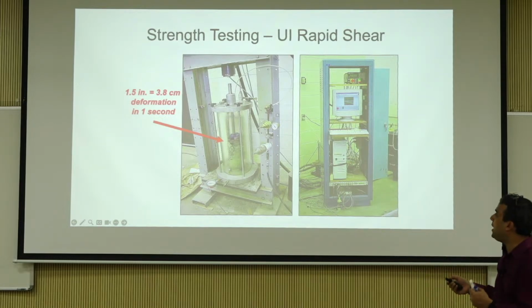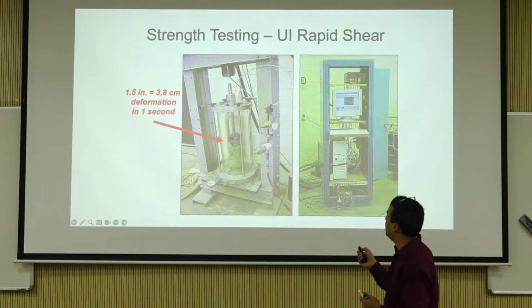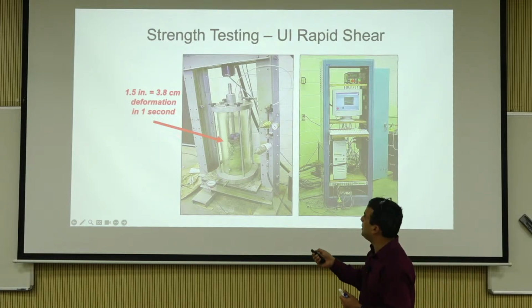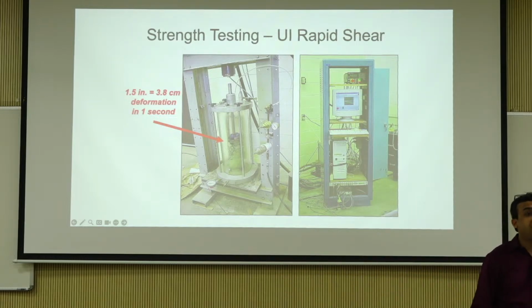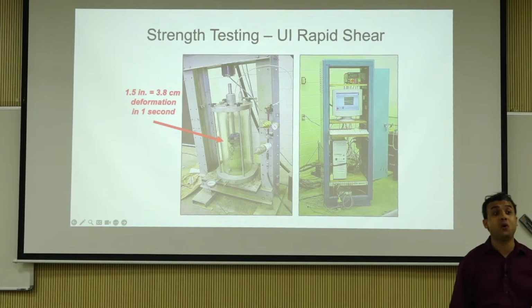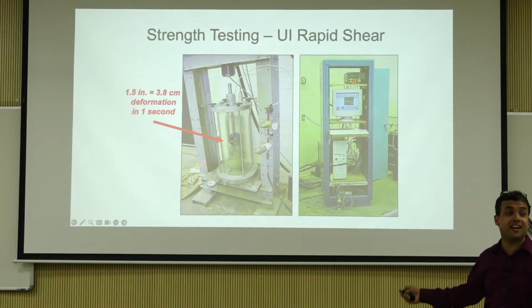So for rapid base and subgrade characterization, he came up with this method, which is 1.5 inch, which comes out to be 12.5% strain per second. A typical rate you will see is about 1% per minute. I'm talking about 12.5% per second. So this test literally takes 1.5 seconds to run once you assemble, right?